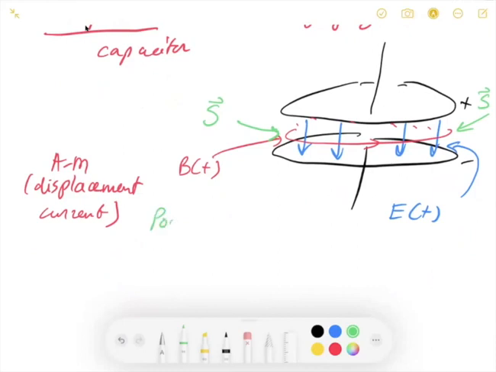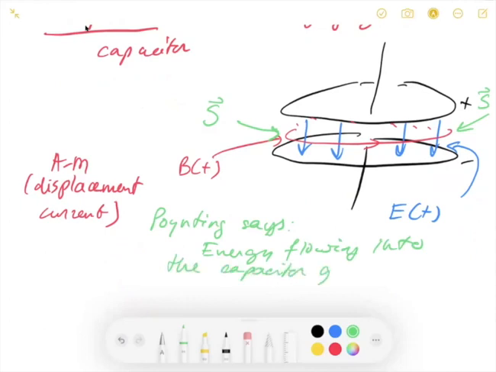so Poynting says, the energy flowing into the capacitor gap is equal to 1/2 CV squared, which is the energy that's stored in the capacitor. And now you know how the energy got there. It got there because we moved the field into that region.